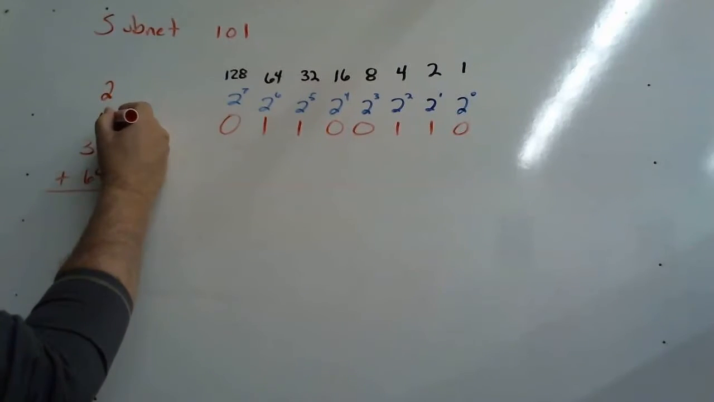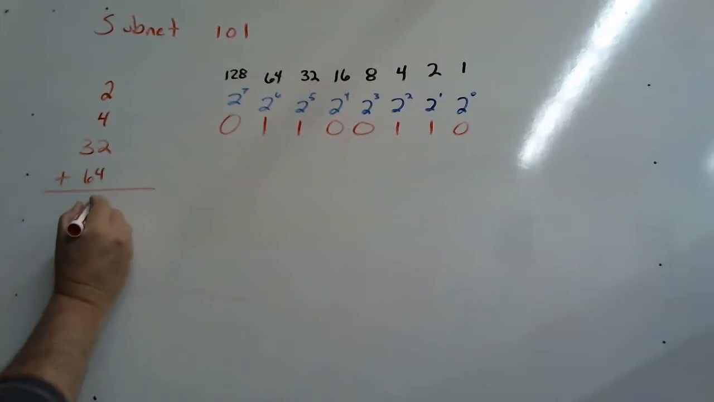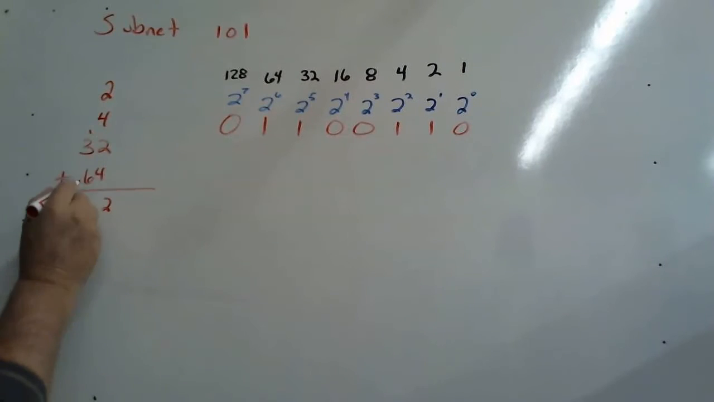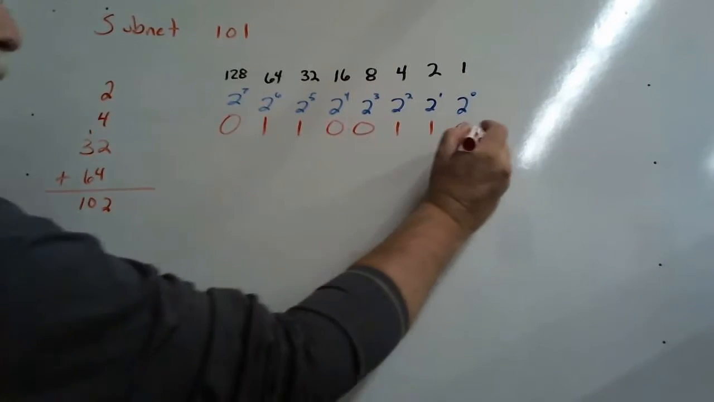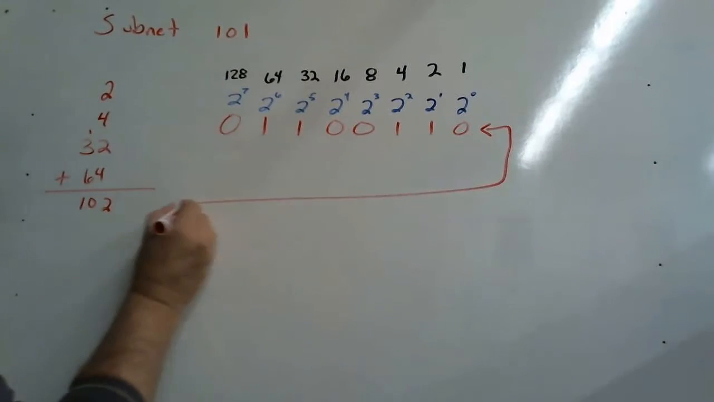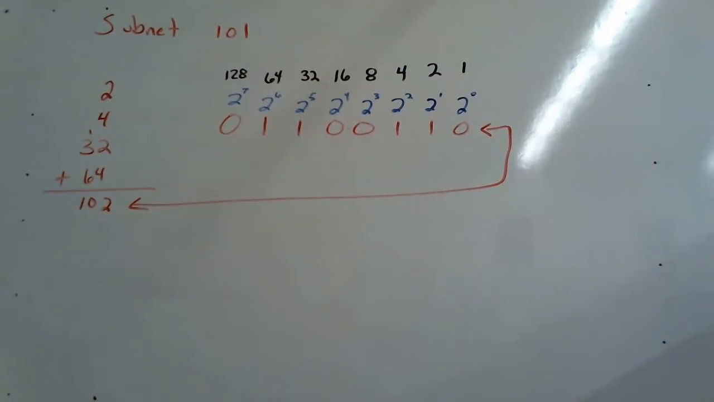2 and 4 make 6, 10, 12, carry the 1. 6 and 3 is 9, plus 1 is 10. This binary number is the equivalent in decimal of 102. Let's do another example while we're here.